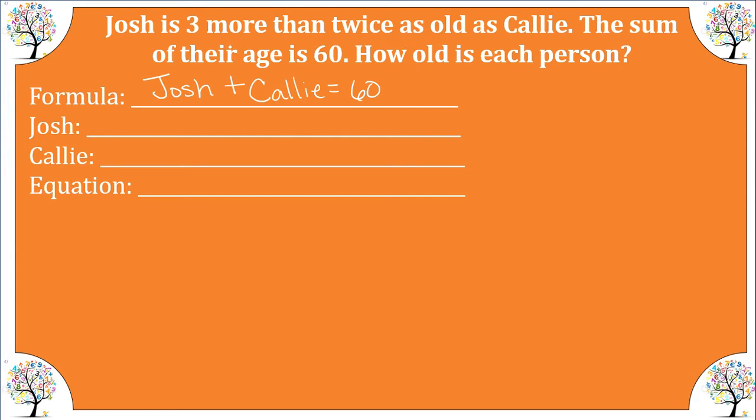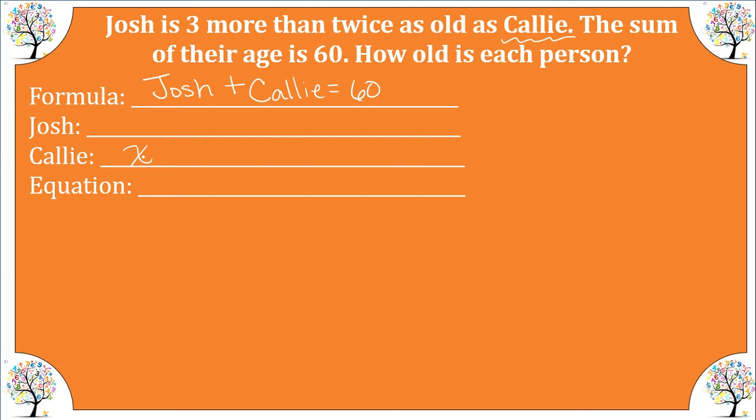Now, we are only going to use one variable to represent Josh and Callie. We can't use 2 different variables. So Josh is 3 more than twice as old as Callie. My rule of thumb is, what part of the situation do you know the least about? Well, we know a little bit about Josh. What we don't know is anything about Callie, so I'm going to let X represent Callie, her age.